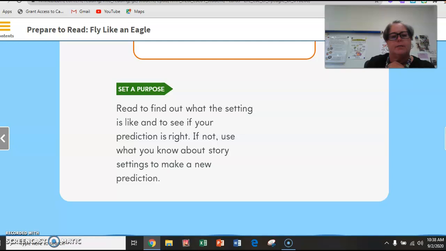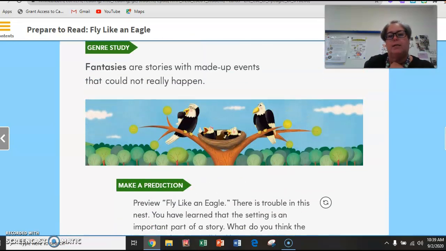Let's set a purpose. Read to find out what the setting is like and to see if your prediction is right. If not, use what you know about the story settings to make a new prediction. And when we read, we're going to look for text evidence that tells us what the setting is, what the eagles are feeling. So be thinking about that while I read.